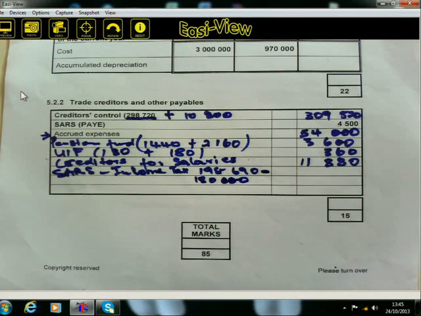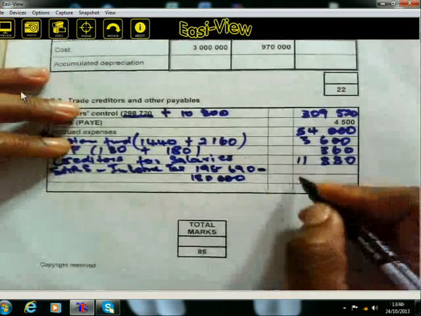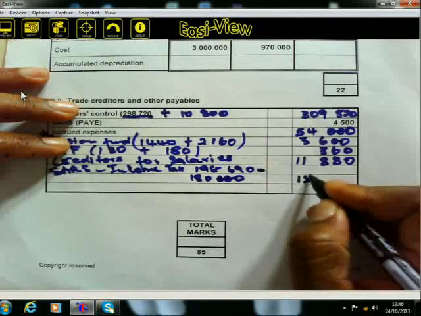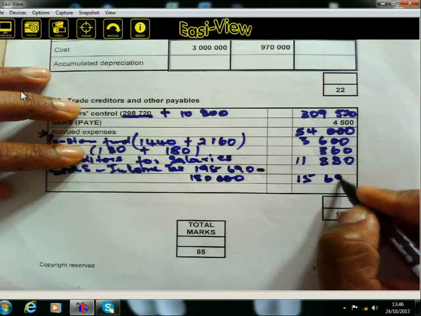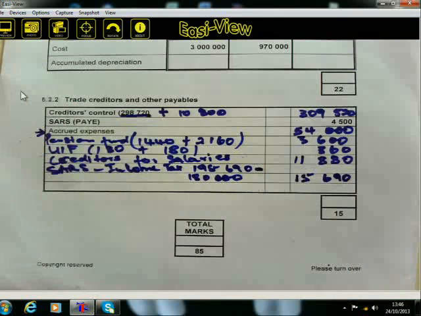So thereafter, our answer will be 15,690. That should be what we need to pay SARS.